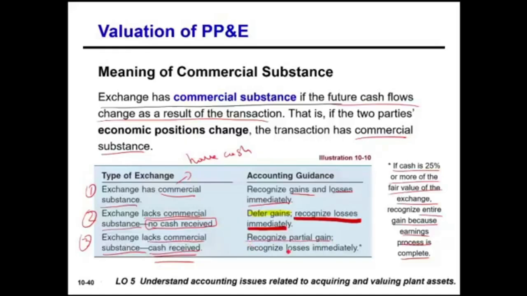And guess what? With losses, we always recognize the losses. If it has commercial substance, does not have commercial substance, cash received, no cash received, always recognize the losses. The gains only when there's a commercial substance, or if it lacks commercial substance but the cash is 25% or more of the value of the exchange. Otherwise, we defer the gain if it lacks commercial substance. If it lacks commercial substance but we received some cash, less than 25%, we're going to recognize partial gain. Okay, so make sure you know those rules. We're going to work examples, but you have to basically memorize them before the test.